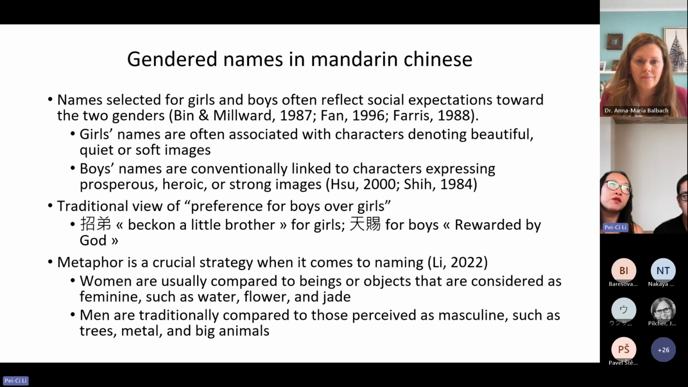And finally, metaphor is also a crucial strategy when it comes to naming. Women are usually compared to beings or objects that are considered feminine, such as water, flowers, and jade, and those components are often used in naming girls. While men are traditionally compared to those perceived as masculine, such as trees, metal, and big animals. So these elements are often used in naming boys.